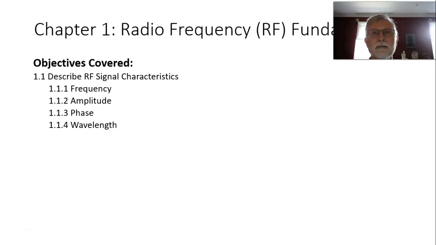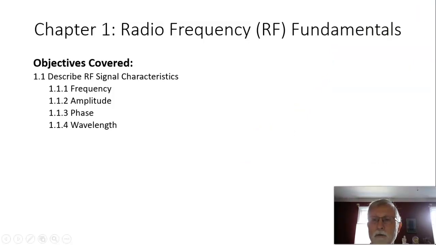So let's take a look at what's going on in this chapter. The first part of it, we're going to look at just signal characteristics. Basically, there are 4 characteristics that we'll be concerned about in this class: frequency, amplitude, phase, and wavelength. And we'll talk a little bit about what their definitions are and how they may be used.